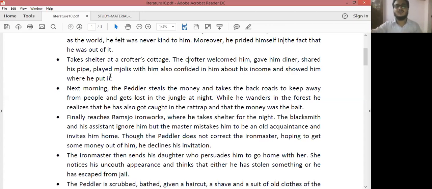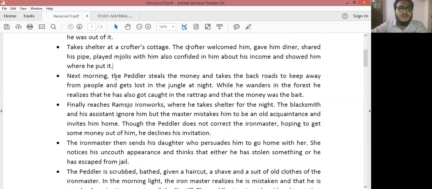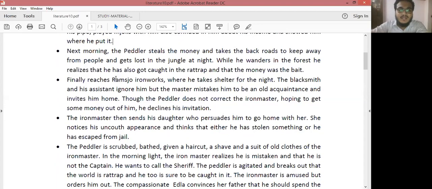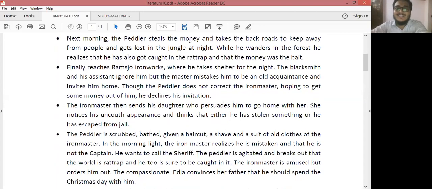Okay, students, I hope you're able to understand this. Third point, we'll come to the next one. Next morning, the peddler steals the money and takes back roads. Okay, next morning, what happened? The peddler steals the money and he is moving away. Okay, takes the back road to keep away from people and gets lost in the jungle at night.